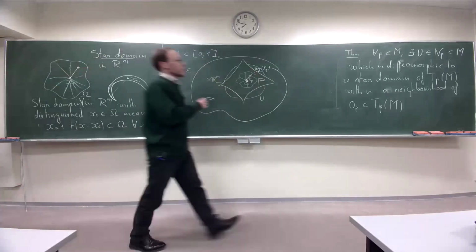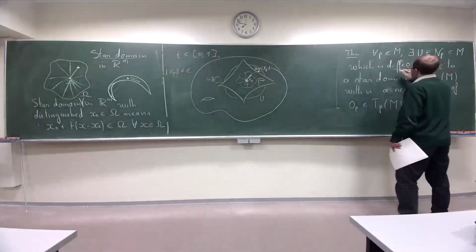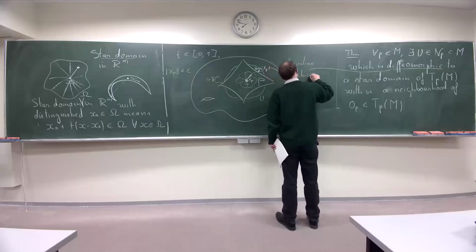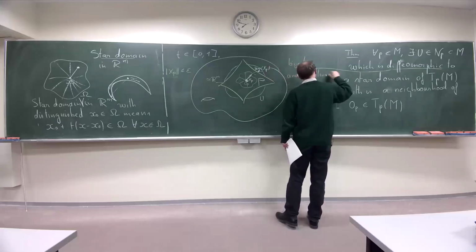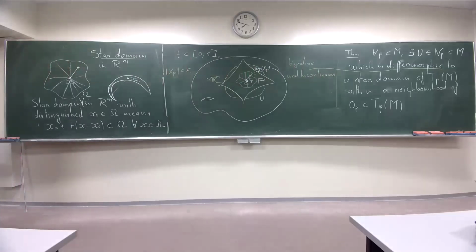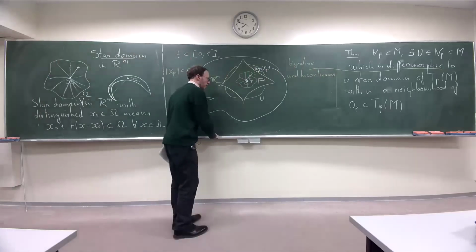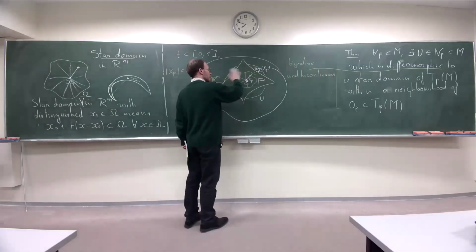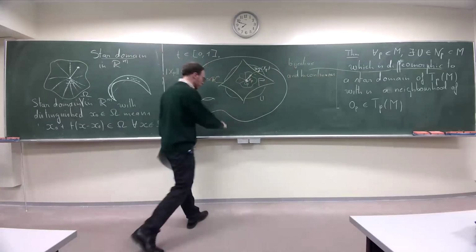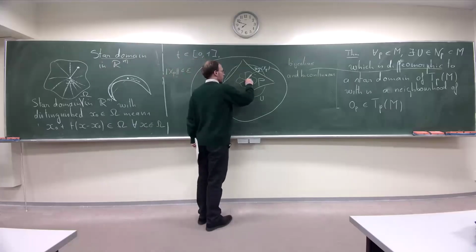And remember what diffeomorphic is? It means bijective. It's a bijective map and bicontinuous, which means it's continuous and its inverse, because it's bijective, is also continuous. So there exists this diffeomorphism between part of the manifold around P and a certain domain which has a star shape around 0. And the star shape comes from, just before I said, we have a parametrization of the manifold.